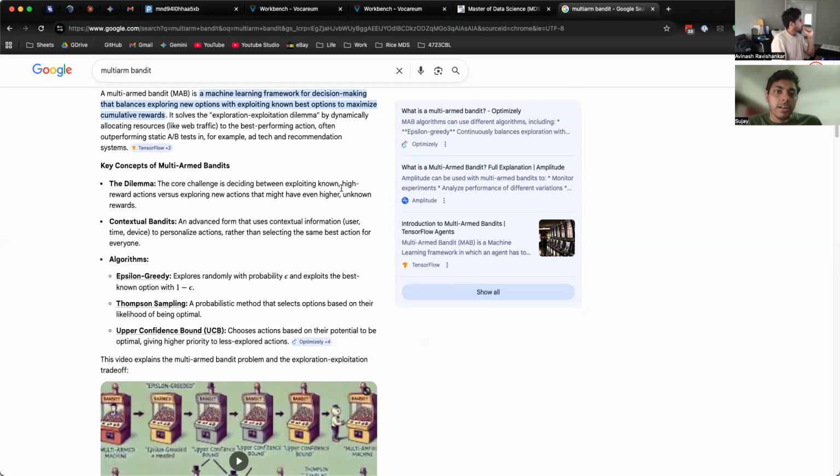So a simple setup will be like this. Suppose you have 5 coins. Every one of them has a different probability of heads. You don't know the probabilities of heads, but the 5 are all different. Now you are allowed 100 tosses and you have to maximize the total number of heads.